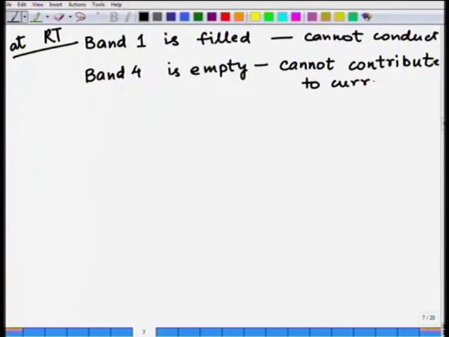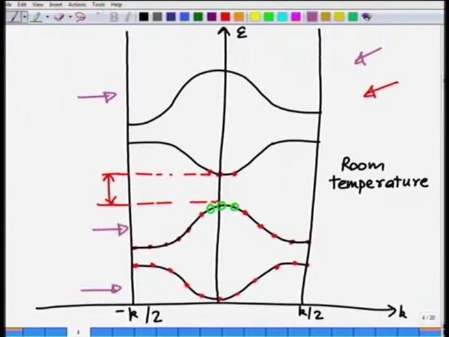Cannot contribute to current. But now if you look at band number 2 and band number 3, you see they are partially filled. Band number 2 in this schematic has 3 empty states, and band number 3 has 3 electrons, and the rest of the states are empty. So bands number 2 and 3 could possibly conduct.